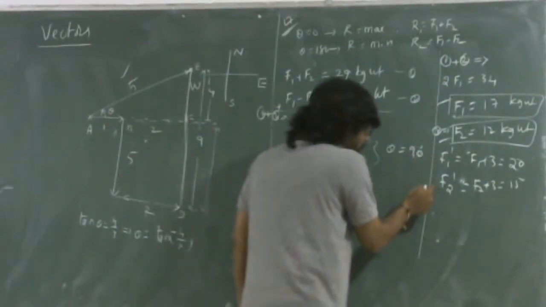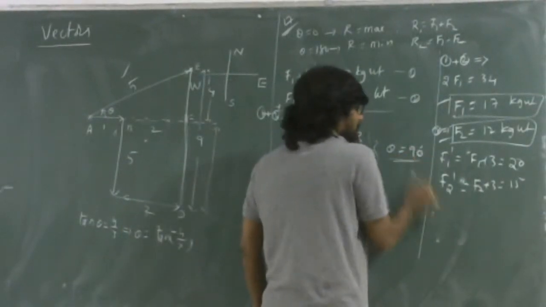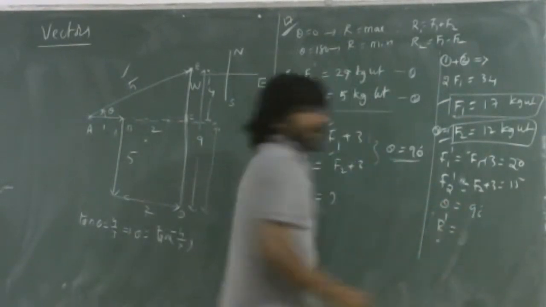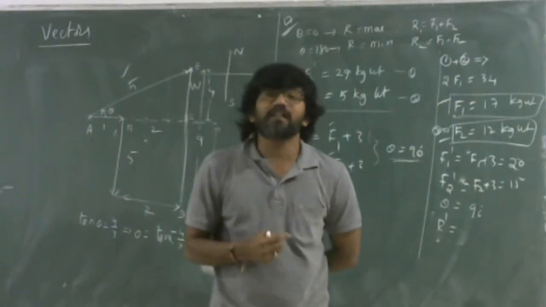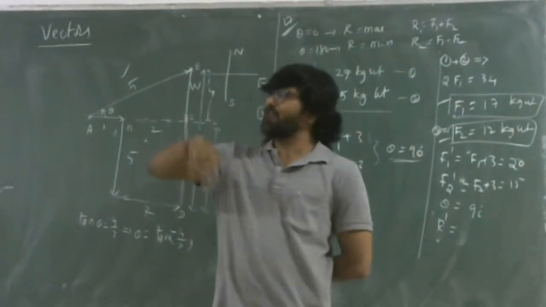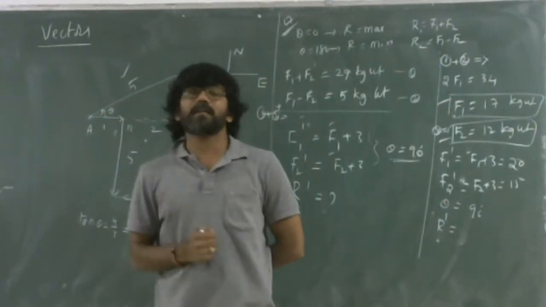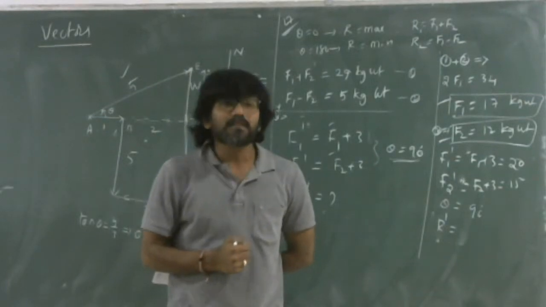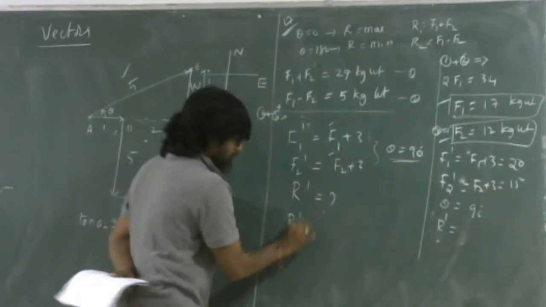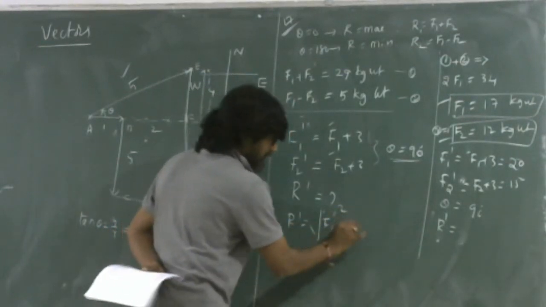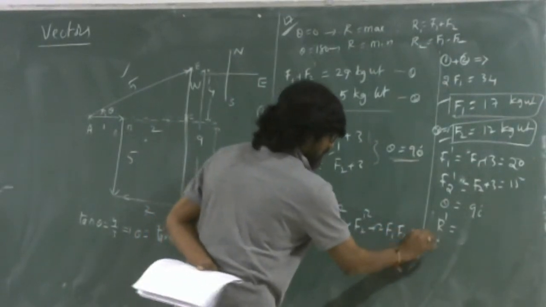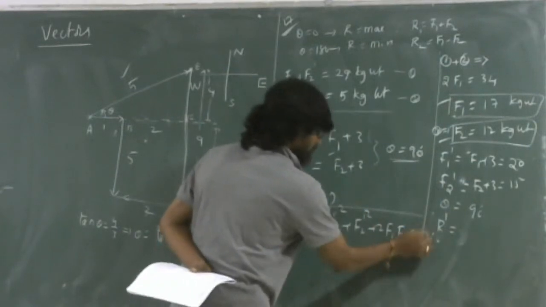Now, these are the new forces which are acting at this angle theta equal to 90. And what is R dash? Square root of, according to parallelogram law of addition, F1 dash square plus F2 dash square plus 2 F1 F2 cos 90. What is cos 90? Cos 90 is 0. So that will cancel out. So R dash is equal to square root of F1 dash square plus F2 dash square, as cos 90 is 0, so that term becomes 0.